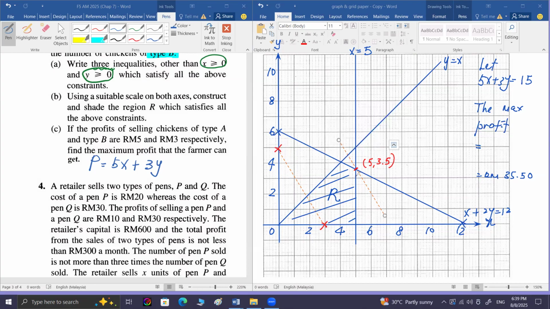We have to see whether it's 5, 3 or maybe 4, 4. You substitute and see which is suitable. Means you have to try to get this or this if it represents a number. So you decide whether this or this, you substitute to see which makes the maximum. 3.5 is still accepted because we are talking about profit. So you make it 5 times 5 plus 3 times 3.5. Yeah, so you get 35 ringgit 50 cents.